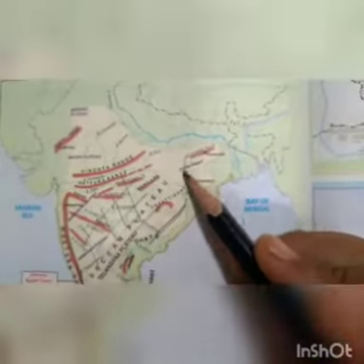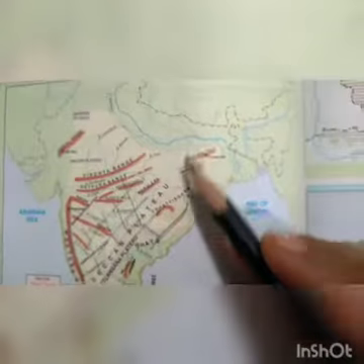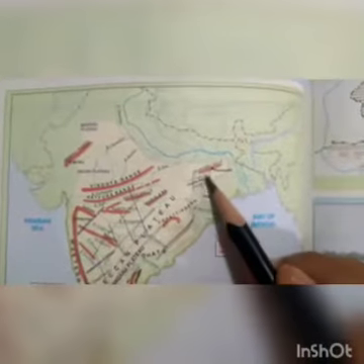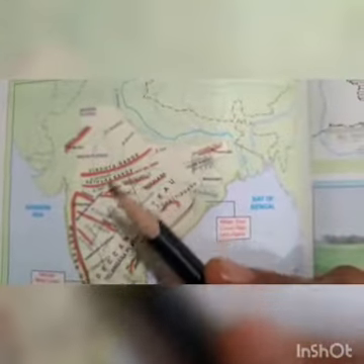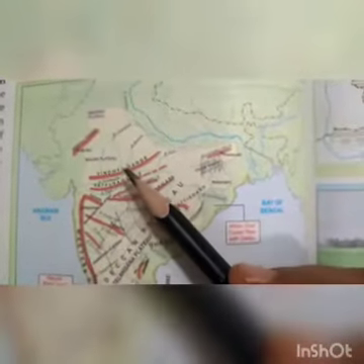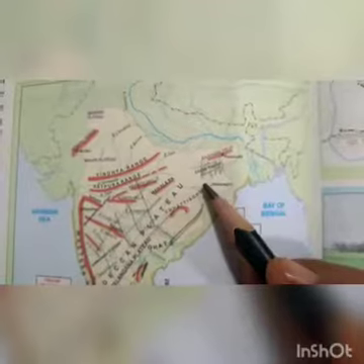Now come to the next plateau, that is Chota Nagpur. The location of Chota Nagpur Plateau is towards the eastern side of India. Chota Nagpur Plateau, Malwa Plateau and Deccan Plateau together are known as Peninsular Plateau, right? So whenever we talk about the Peninsular Plateau, that means we are talking about Malwa Plateau, Deccan Plateau as well as Chota Nagpur Plateau. So all these three together make Peninsular Plateau, right?